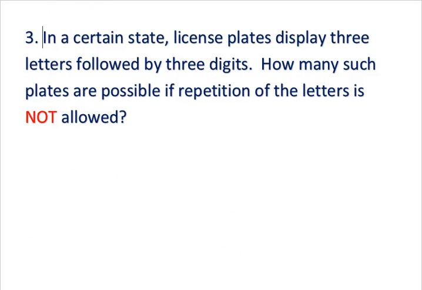Okay, I've changed this question just a little bit for the third example. And I'm saying in that state, we're still having 3 letters followed by 3 digits, but we're not going to allow repetition of letters. So if A is in the license plate already, it cannot be used again. So again, I like to give myself 6 blanks for what's going on. For the first blank, I have all 26 letters as a possibility. But for the second blank, I can't use whatever letter was in the first blank, so I don't have 26 choices anymore. I only have 25.